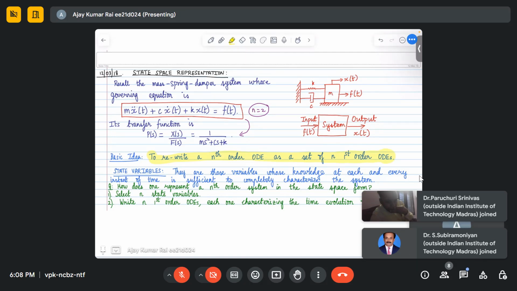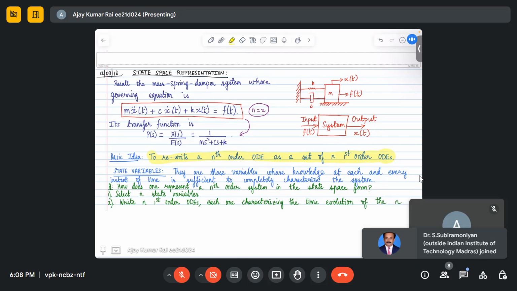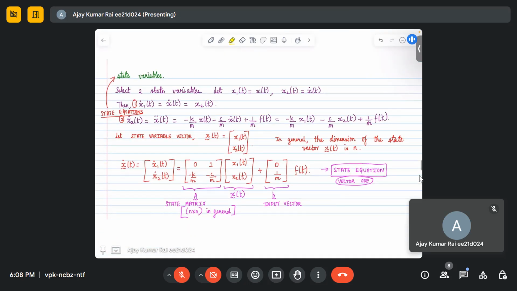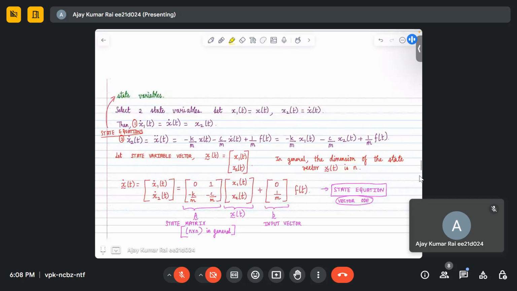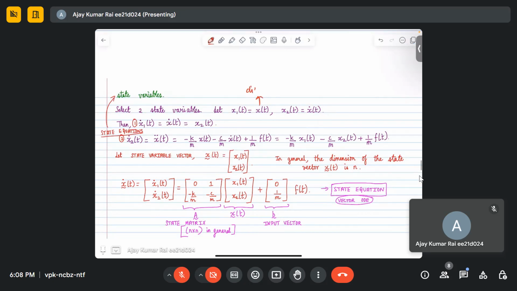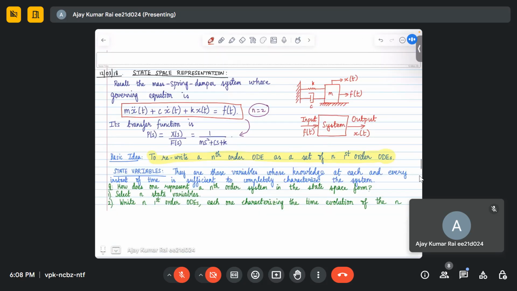So we have to choose state variables. What are state variables? These are those variables whose knowledge at each and every point of time is sufficient to completely characterize the system. In the case of a mass spring damper system, we have taken two state variables: x1, which is displacement, and the other is velocity, dx/dt.